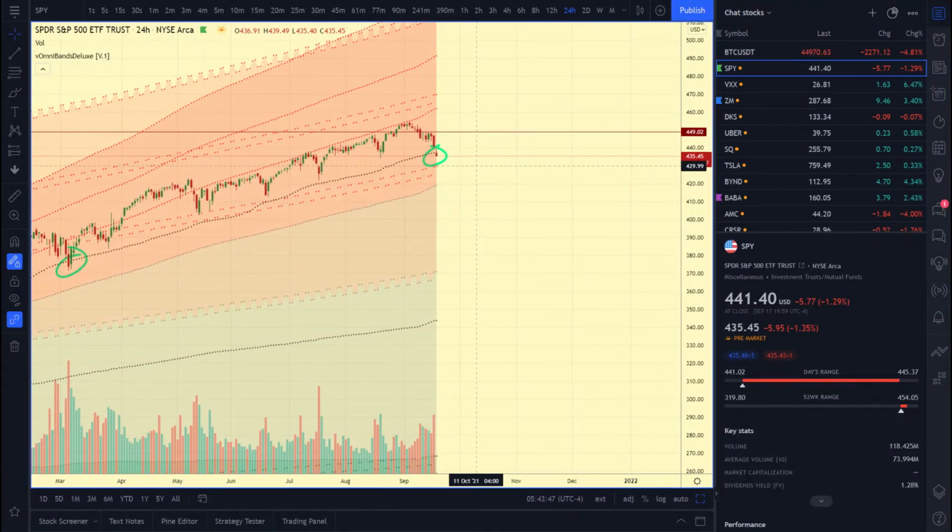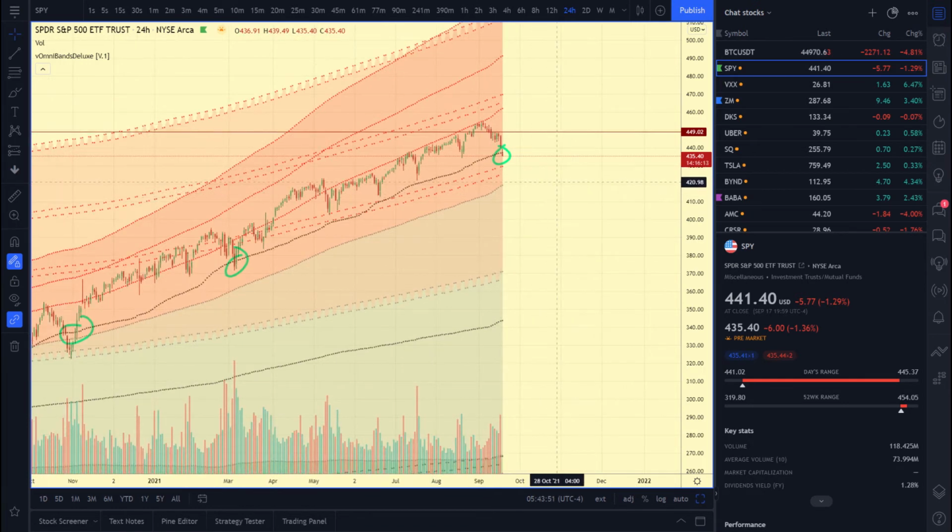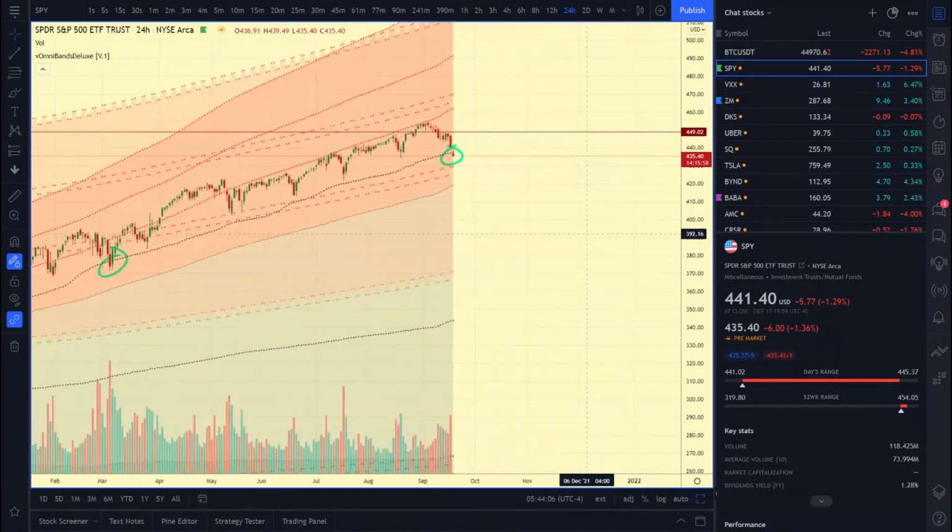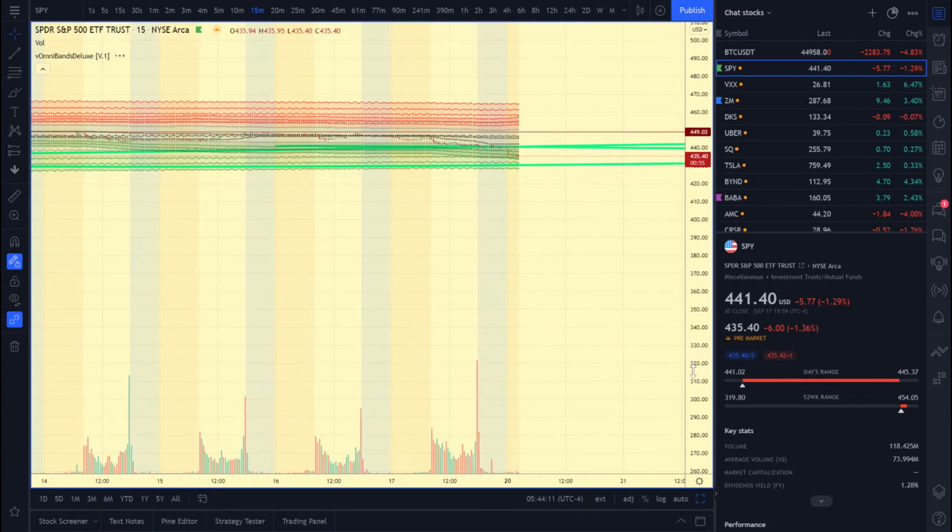If it breaks that 430, that's when we get into real choppy waters through here. But the real main level, guys, literally is about 423. The 420 to 423 range. If it breaks that, that's when we see a massive drop, right? All the way back to 370. Those levels are pretty critical.